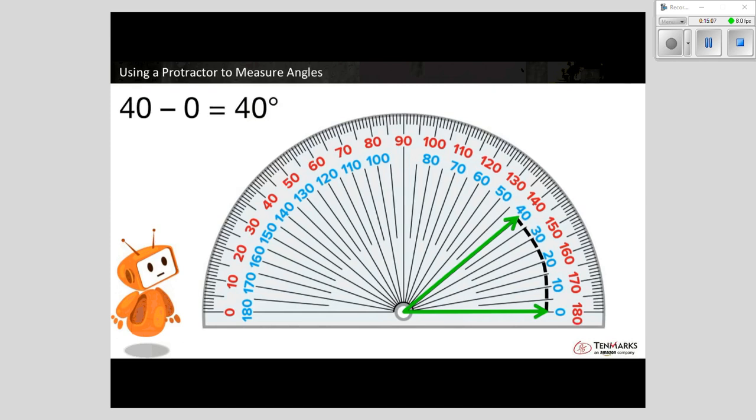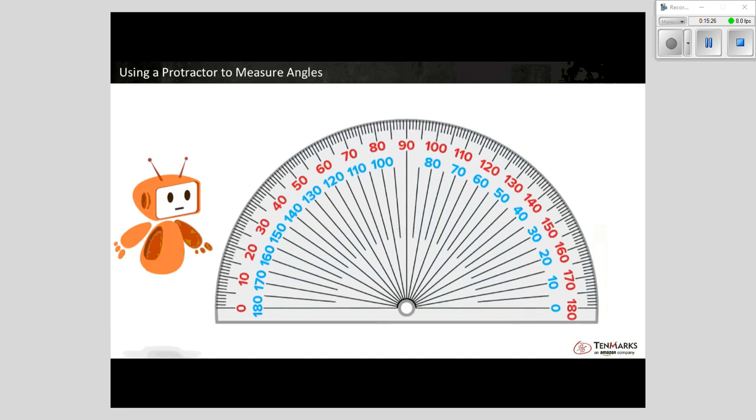40 minus 0 is equal to 40. This angle is 40 degrees. 40 degrees makes sense since this angle is acute, or less than 90 degrees. The other number this arm is pointing to is 140. 140 degrees would not make sense since this angle is acute.